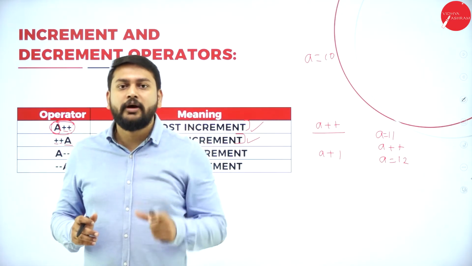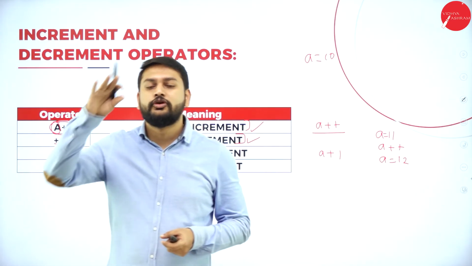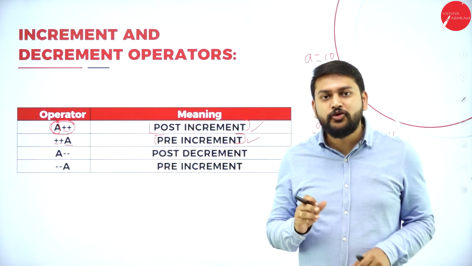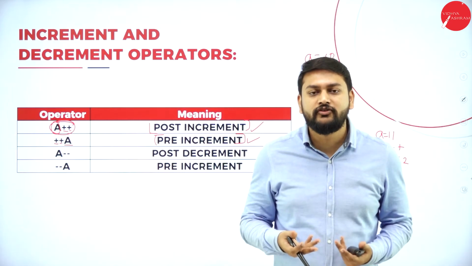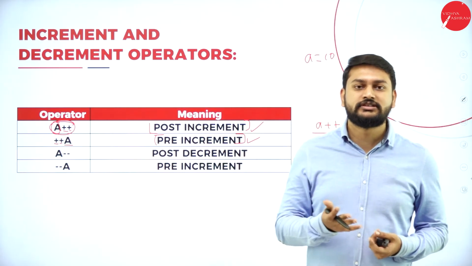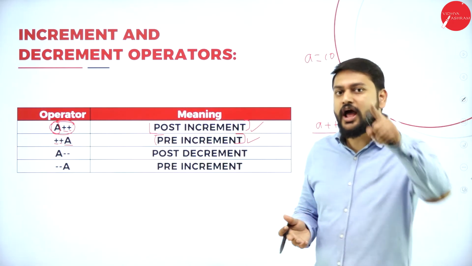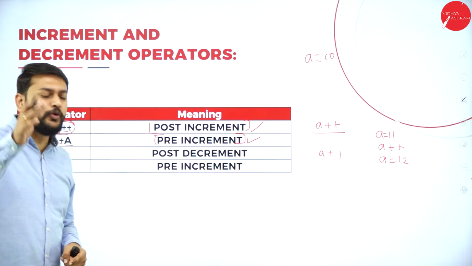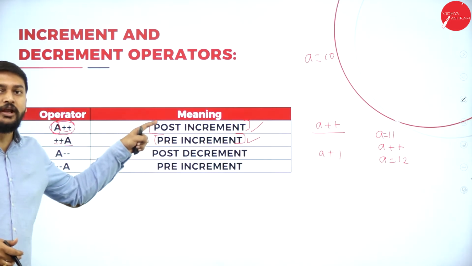Let me just give you a simple example. If you eat a banana before you have the food, that is pre-increment. If you have the banana after having your food, that is post. So having food is executing some statements. How do I execute the statement? I will show that in my practical class. So please watch that. Hope you got the meaning of pre and post.